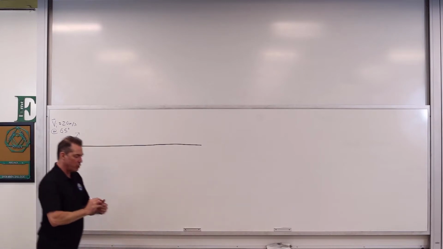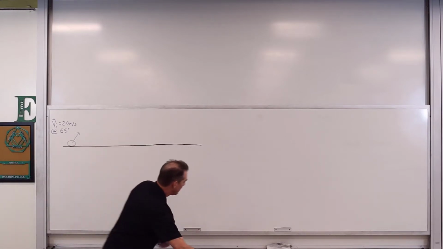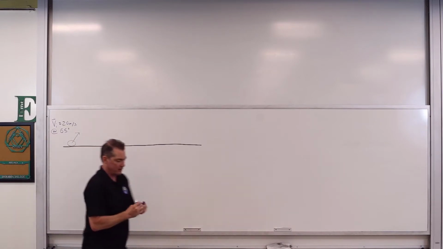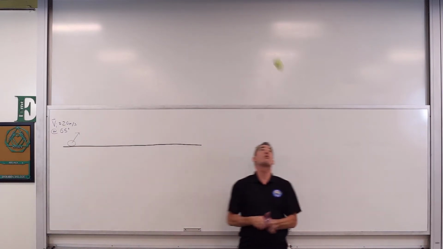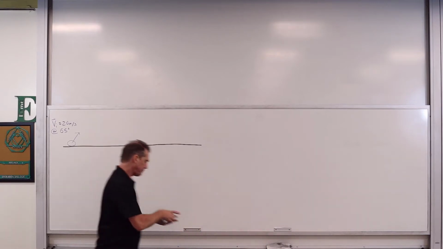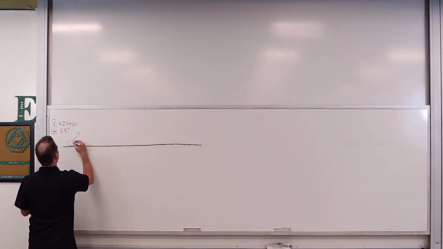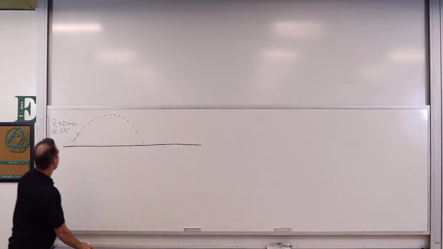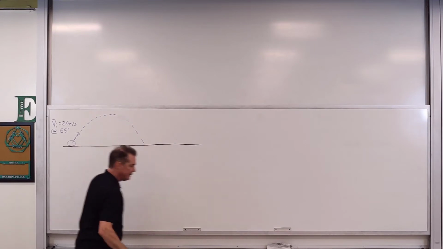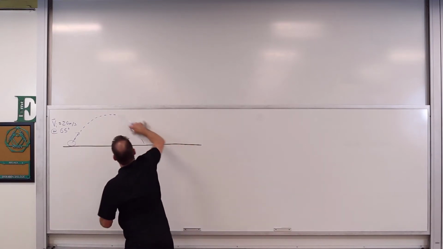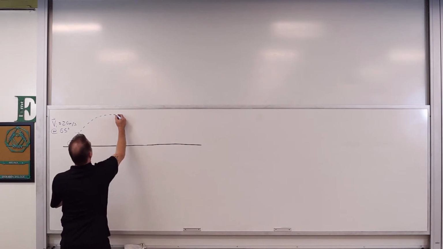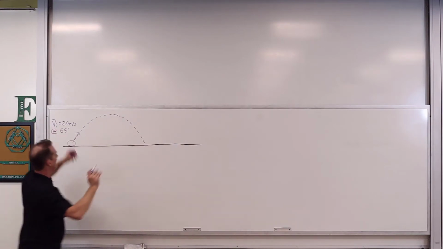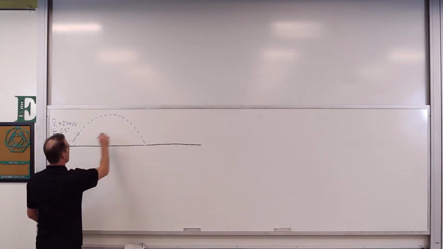What's this object going to do? It's going to fly through the air, right? So we can draw out what we might expect it to do. It's going to do something like this. Let's just draw that out. Goes up, comes down. That's kind of messy there. Goes up, comes back down.